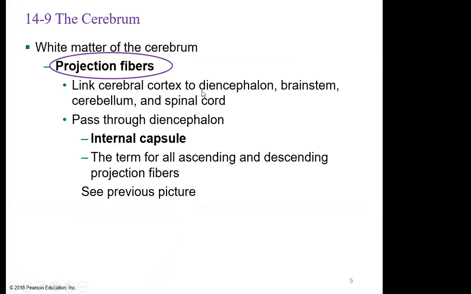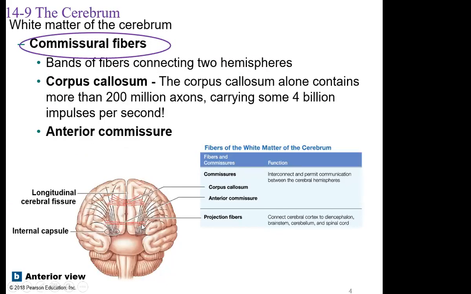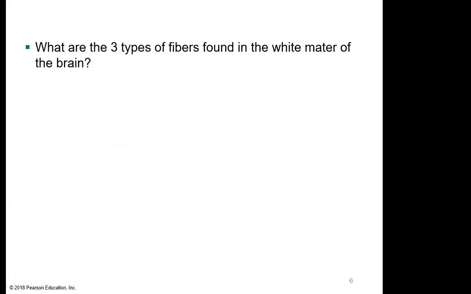What we're going to call all of the ascending and descending projection fibers is the internal capsule. So we can look at the previous picture for this. You can see these are kind of projecting up in a superior direction as we are looking at them on this particular picture. But there's ascending and descending tracts, put them all together, and we would call them an internal capsule. So projection fibers are going to go amongst all parts of the brain as well as spinal cord. All right, so what are our 3 types of fibers? Association.